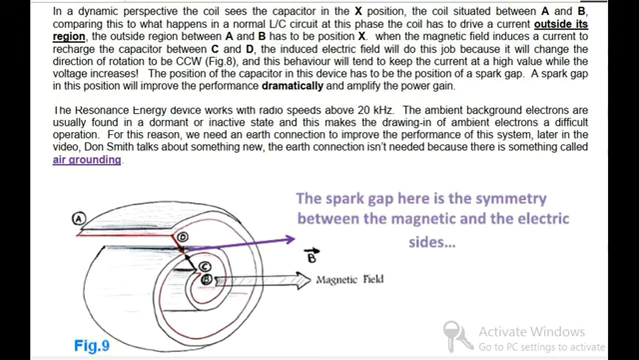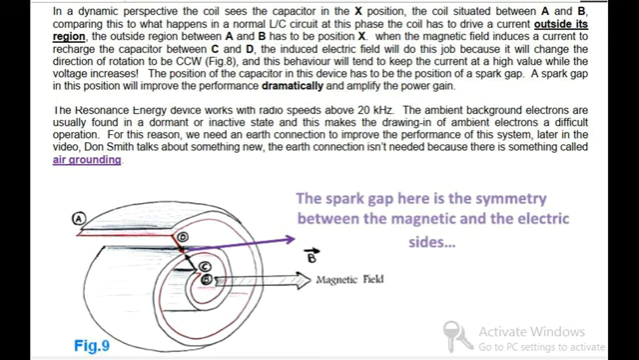The resonance energy device works with radio speeds above 20 kHz. The ambient background electrons are usually found in a dormant or inactive state, and this makes the drawing in of ambient electrons a difficult operation. For this reason, we need an earth connection to improve the performance of this system.